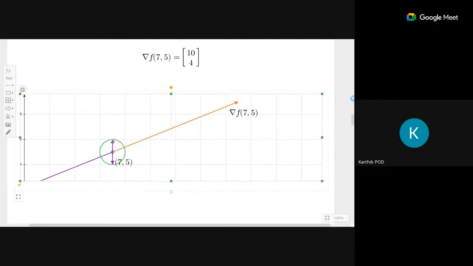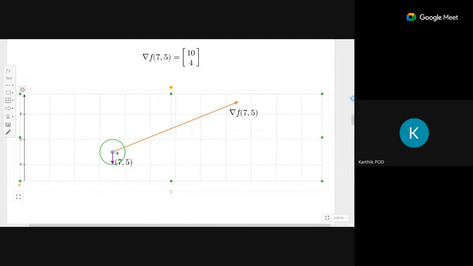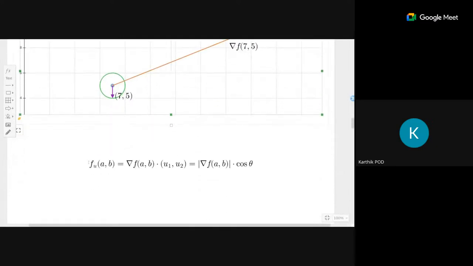So let's say this is one direction, this is u. Maybe I'll delete the other directions and hold on to just one of them. Let's say this direction. So theta is this angle that you see here. The rate of change of the function at (7, 5) in the direction (0, -1) will be given by this expression, this dot product, which turns out to be whatever you see here.